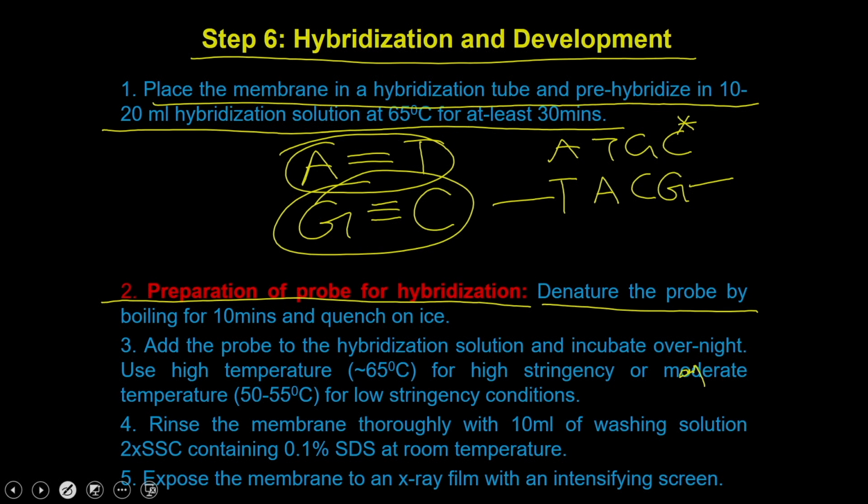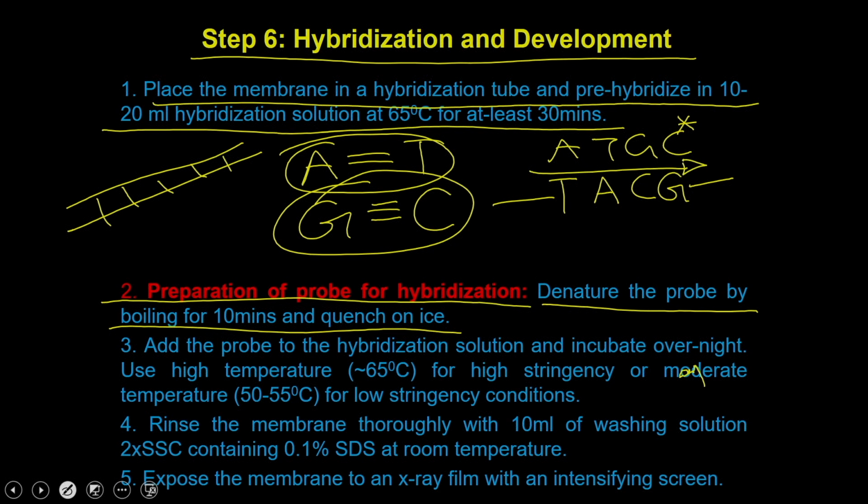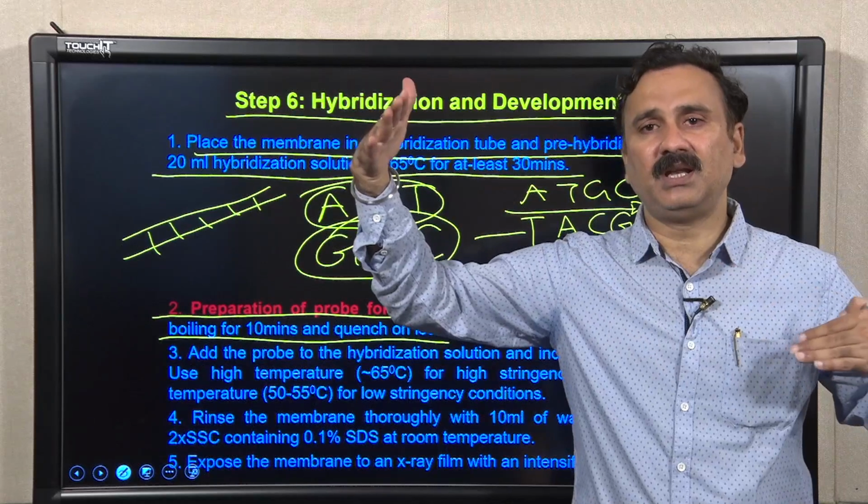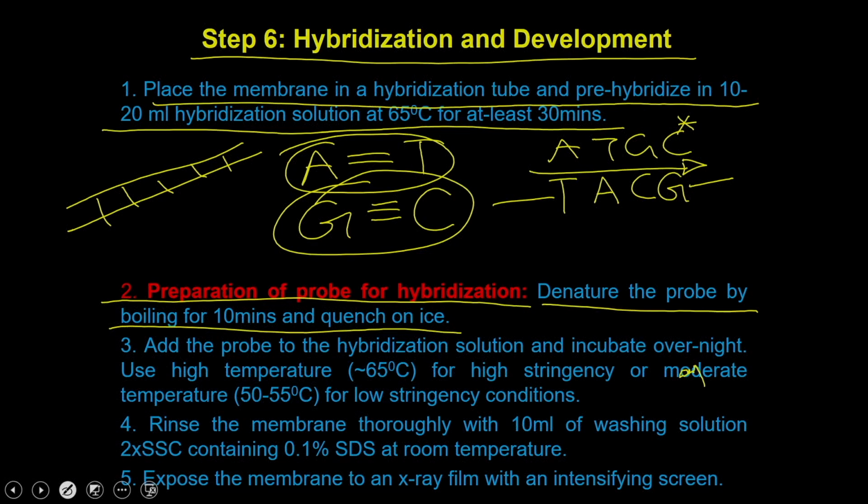So, denature the probe by boiling for 10 minutes and then quench it onto ice. Remember that the probe is a double stranded DNA, and that probe has to be denatured, because if you want this interaction of the probe with your gene of interest, you first denature the DNA so that you have single stranded DNA, and that single stranded DNA is only going to hybridize with the template.